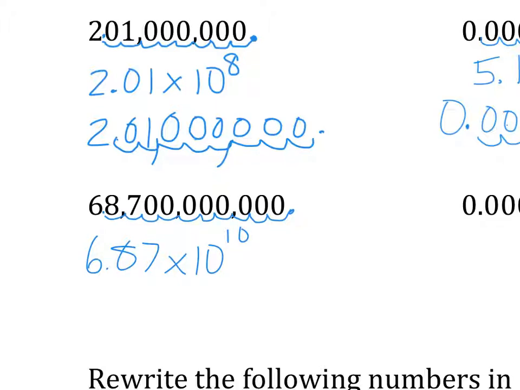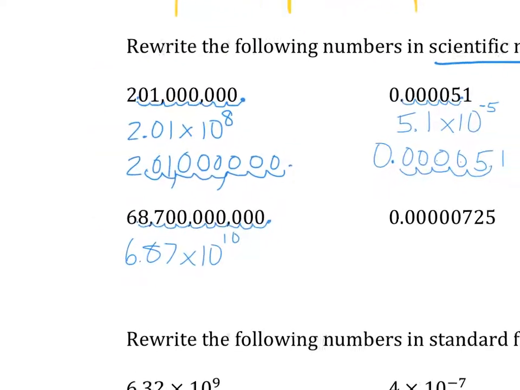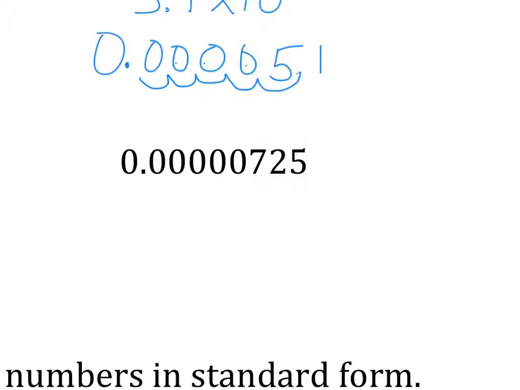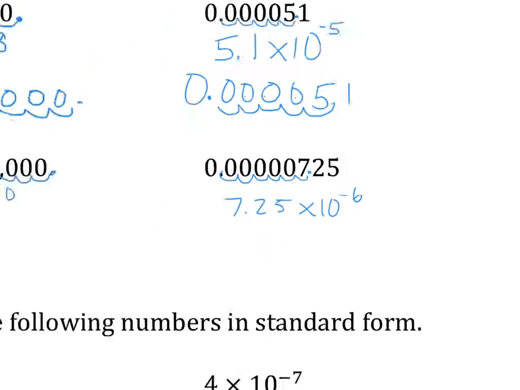Okay, we're not going to rewrite that one. You could rewrite it to check your work, but we did that for the first couple, so we'll just move on. Okay, now we have to move our decimal the other way. So 1, 2, 3, 4, 5, 6. And we end up with 7.25 times 10 to the negative 6.